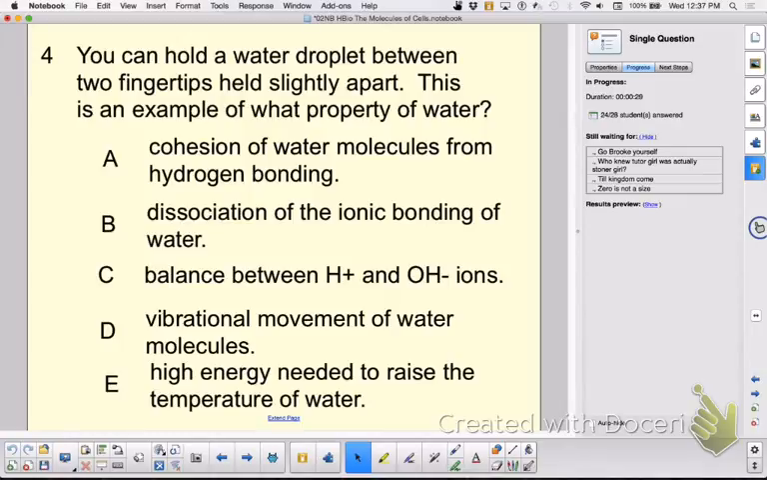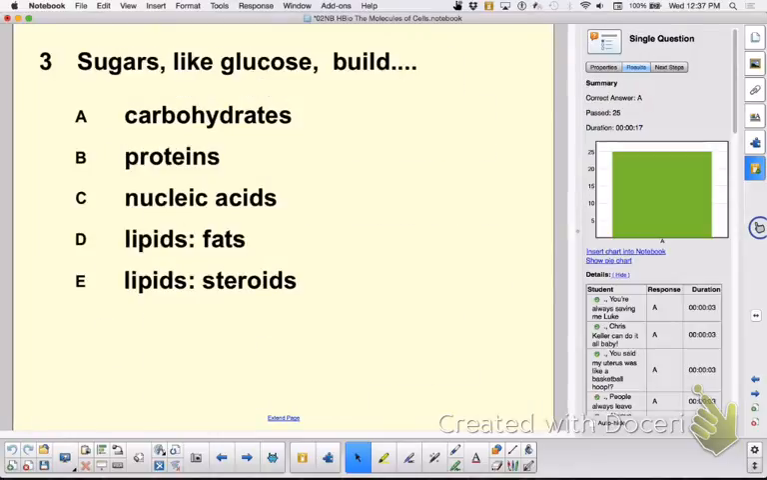Why do those water molecules hang on to each other between your fingers? Due to what? Cohesion.